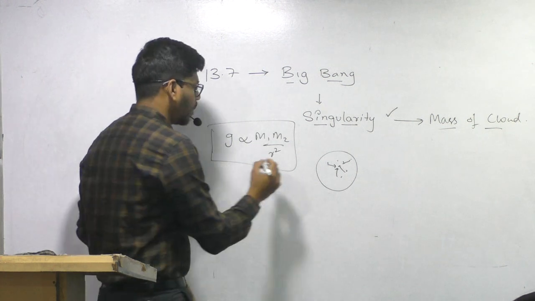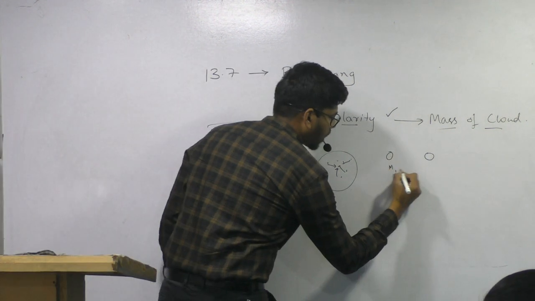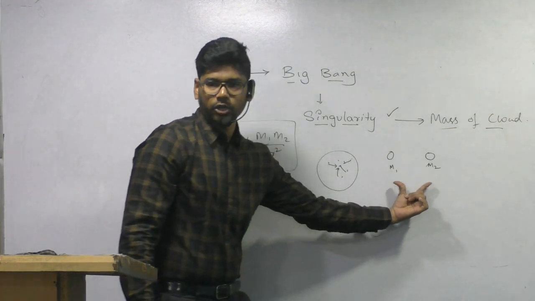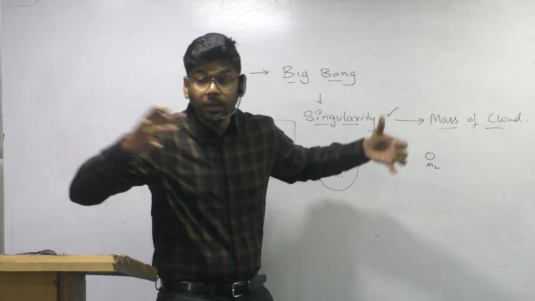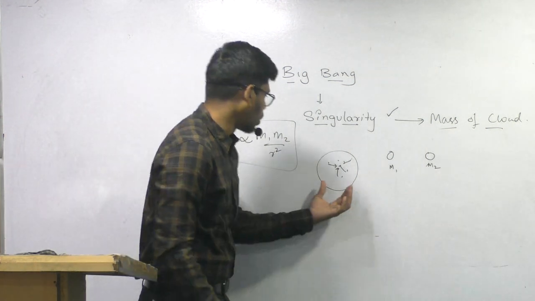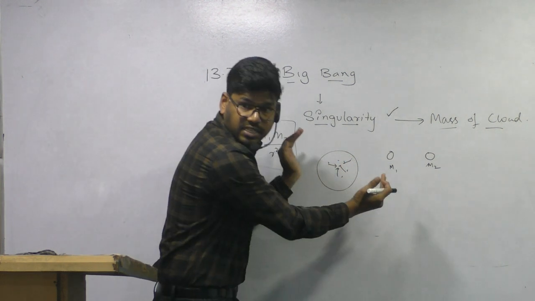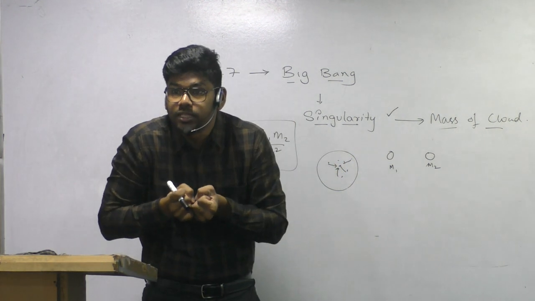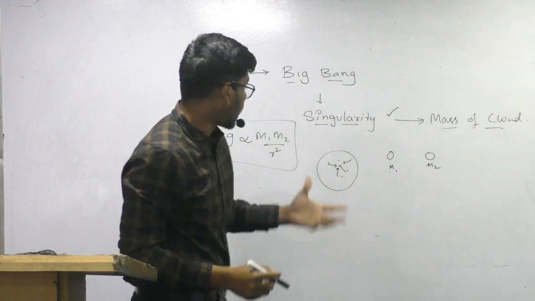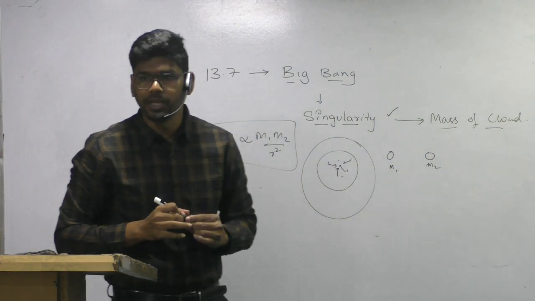So when there are two particular objects present, this is of m1 and this is of m2. So gravity is proportional to the product of the masses. That means more the mass, more the gravity. So as the size increases, as the molecules associate, the mass is increasing, so the gravity is also increasing. When the gravity is increasing, it will pull everything within its vicinity. So that is how the spherical objects formed in the universe.